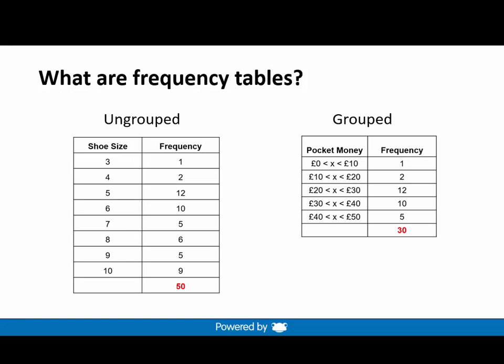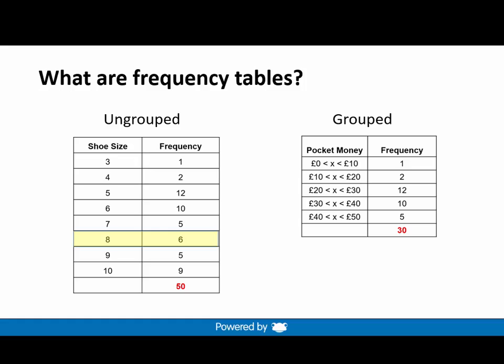If we look at the ungrouped one first, this is showing us that 50 people have been asked about their shoe size. The frequency table shows us how many people had which shoe size. So for example, I can see that 6 people had a shoe size of 8.